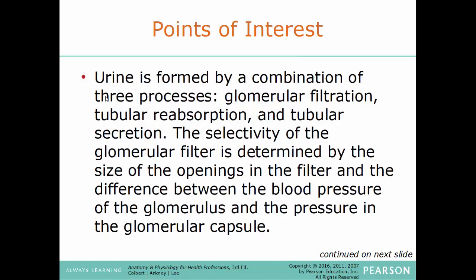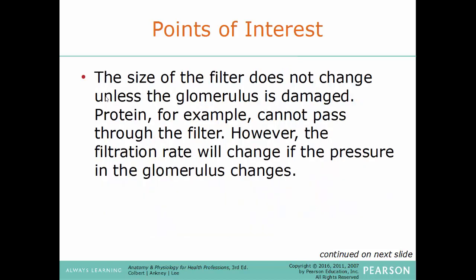Urine is formed by a combination of three different processes: glomerular filtration, tubular reabsorption, and then tubular secretion. The selectivity of the glomerular filter is determined by the size of the openings within the filter and the difference between the blood pressure of the glomerulus and the pressure in the glomerular capsule. The size of the filter does not change unless the glomerulus is damaged somehow. The proteins, for example, cannot pass through the filter. However, the filtration rate will change if the pressure in the glomerulus changes.